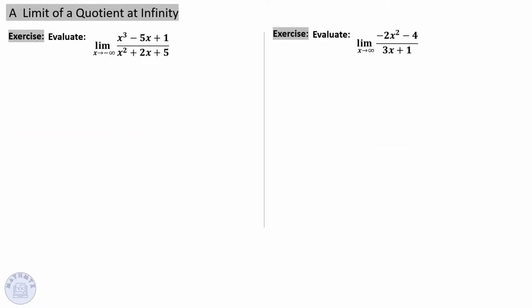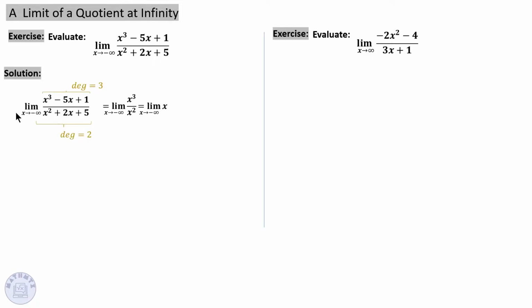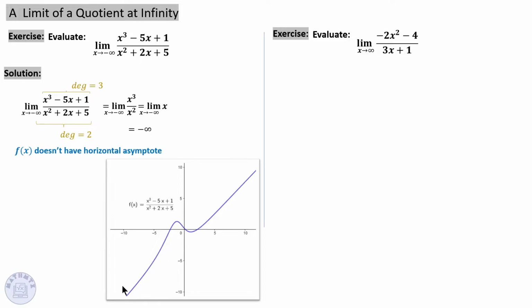Okay, here's a couple of questions. Again, pause and then solve. Well, according to the result, since the degree in the top is larger than the one in the bottom, I'll just divide the leading term over the leading term, and the limit when x is approaching negative infinity for x is negative infinity. So you can see there's no horizontal asymptote, you have a slant asymptote here.